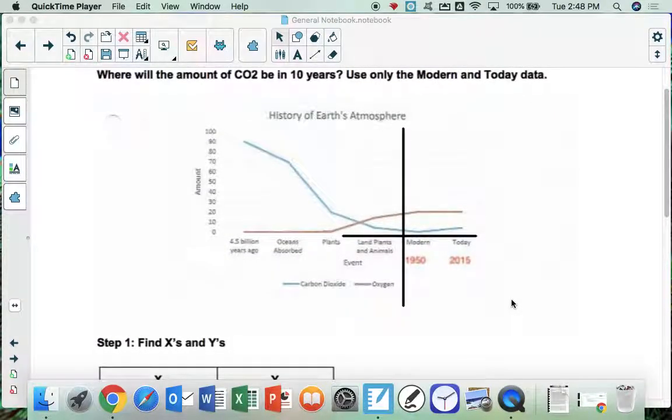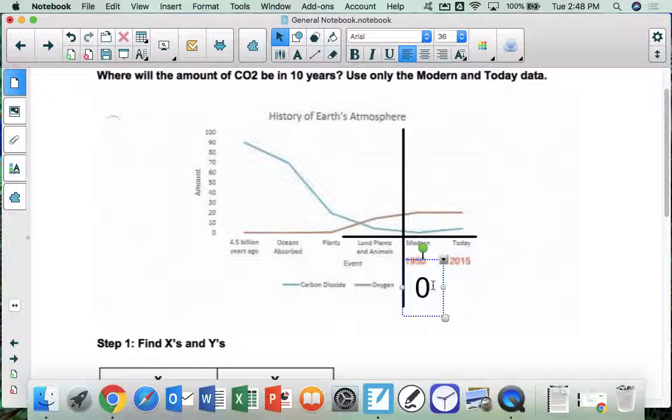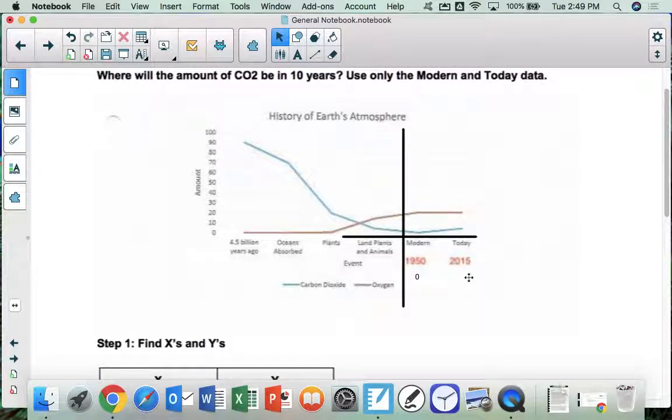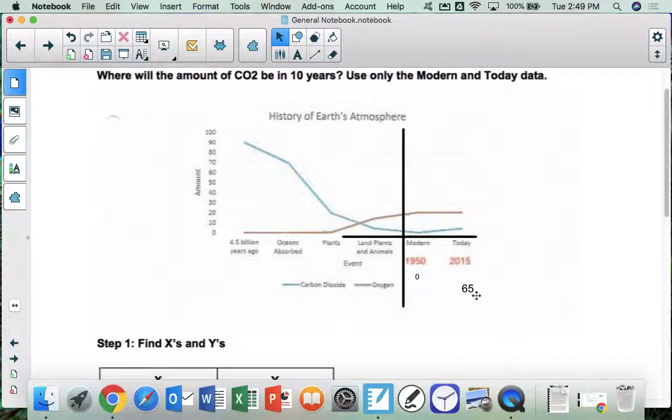For this problem, you are going from 1950 to 2015. In other words, we are going to start at 1950. That's going to be our 0. And then we are going to 2015, which from 1950 to 2015, is 65 years. So we are going from 0 to 65.